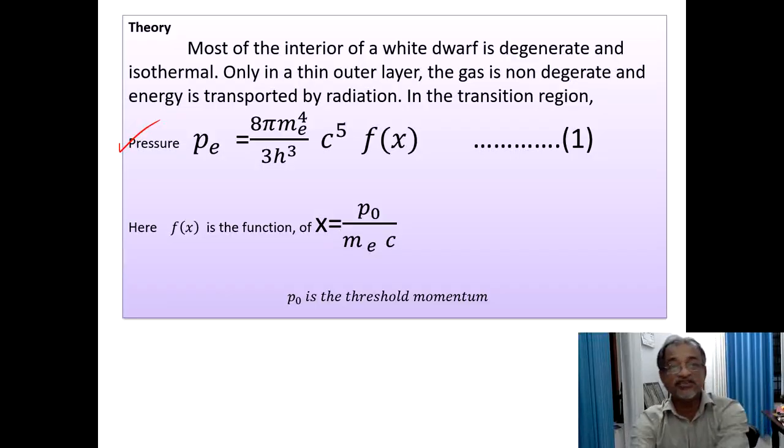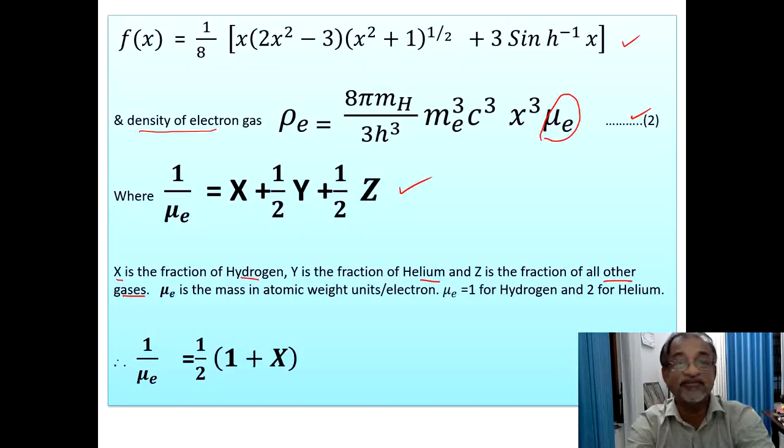Most of the interior of a white dwarf is degenerate and isothermal. And the pressure energy is given by the equation 8 pi me raised to 4 divided by 3h cube c5 f of x. This f of x is a function. It can be defined as the equation given in the PowerPoint.